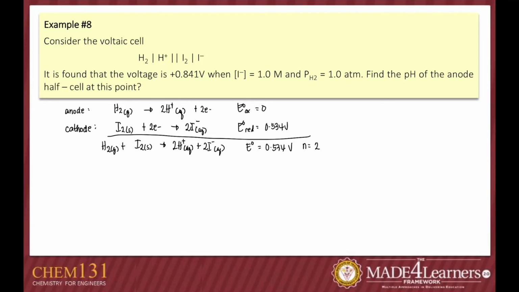And then we use the Nernst equation, so ato na lang i-direct substitute. So 0.841 volts equals 0.534 volts minus 0.0257 volts divided by 2 ln of. So still in this example, naa tay solid, so di na to apilon. So the hydrogen ion concentration raised to the power of 2, iodide ion concentration raised to the power of 2 divided by the pressure of the hydrogen gas.